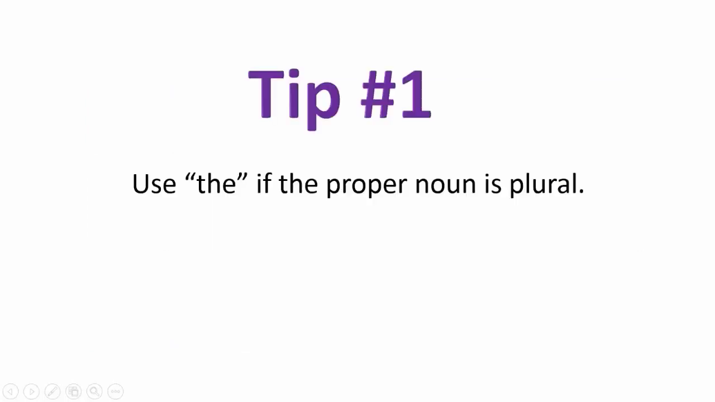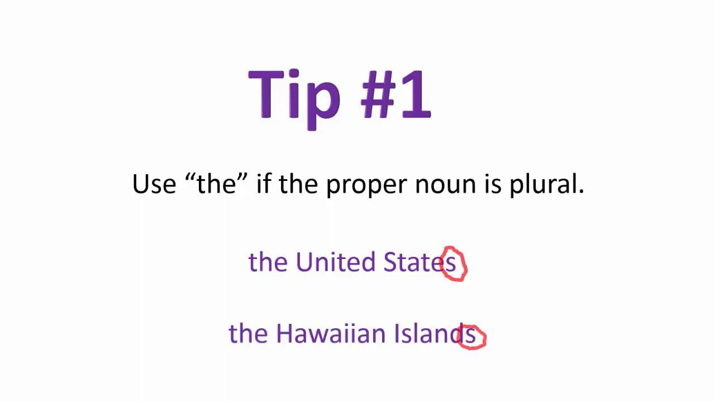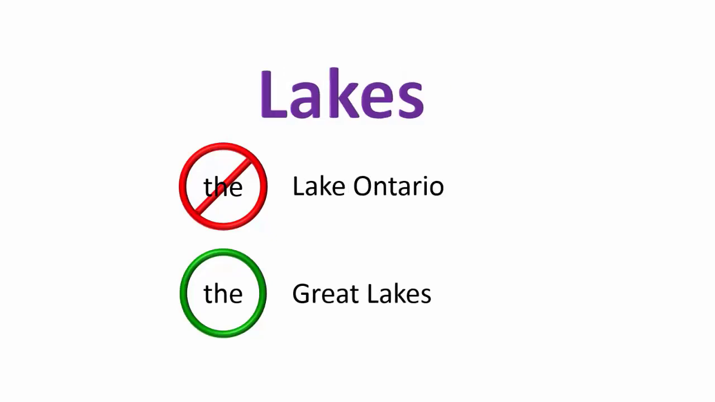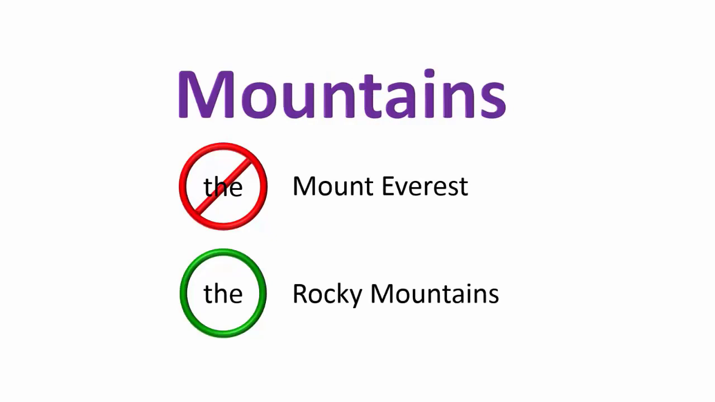So tip number 1 is use "the" if the proper noun is plural. So the United States is a plural noun. The Hawaiian Islands is several islands, so you use "the." It's a plural noun. So when you have a singular island, there's no "the," so Vancouver Island. But when you have a chain of islands, and you can see it's a plural noun, the Galapagos Islands, you have to use "the." Lakes is the same. Lake Ontario, no "the." The Great Lakes is a plural noun, so you need "the." Mountains, one mountain is Mount Everest, but many mountains, the Rocky Mountains, is a chain of mountains.